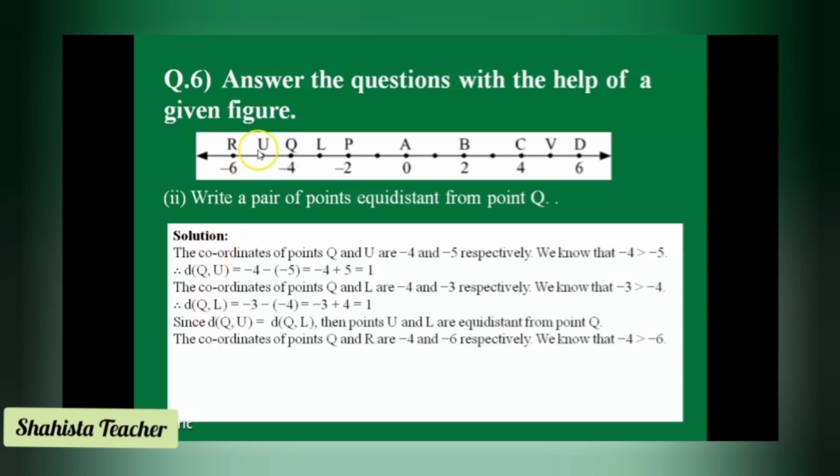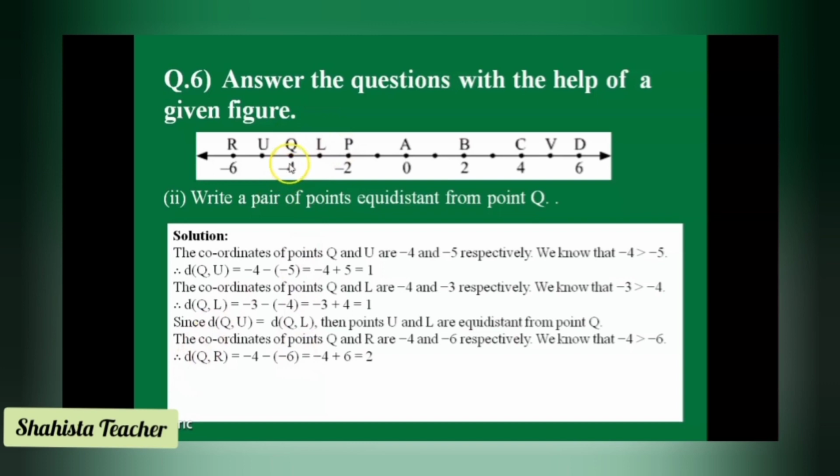Now here we will put the distance of Q to R. Again there are 3 minus signs. So -4 minus, in brackets, -6. Minus into minus becomes plus. So 6 minus 4 gives us 2. So the distance of Q to R is 2. Now the last criteria, Q to P.